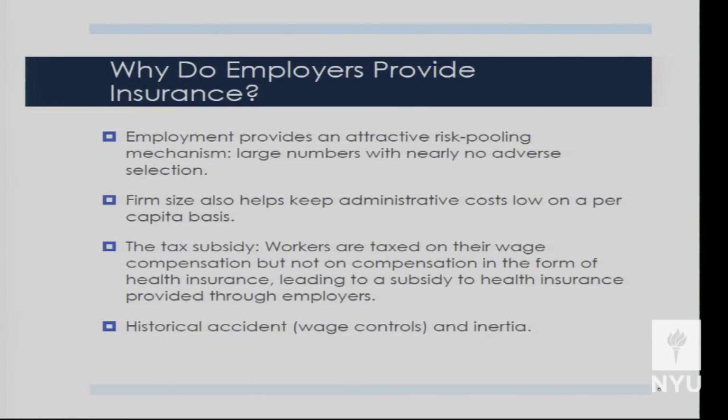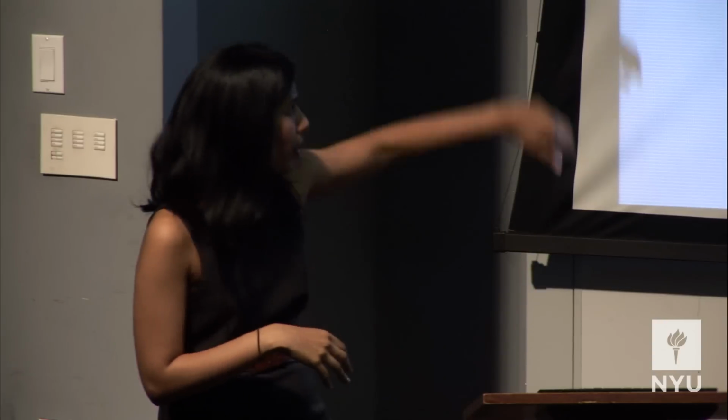Well, first of all, employment actually provides a fairly attractive, large risk pool, or just a pooling mechanism. Large groups of people work together, and they work at a firm not because they all share the same illness, right? It's not like everyone who works at Stop and Shop has diabetes. It's not like people are pooling based on health risks. It's a pooling of people who have fairly uncorrelated health risks, and they're large pools, right? The larger the pool helps to keep administrative costs low.